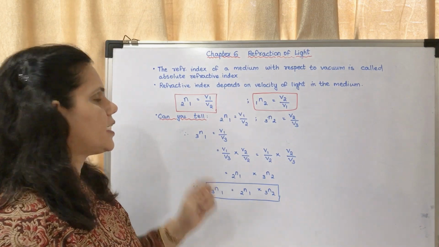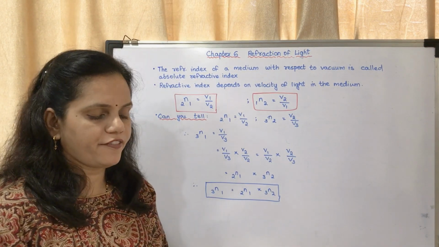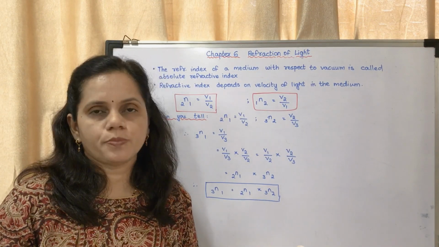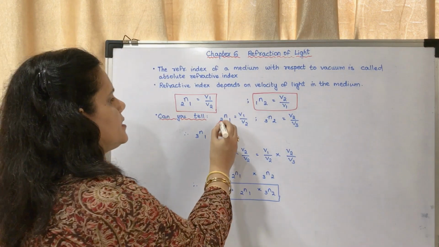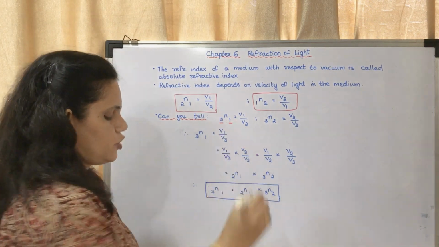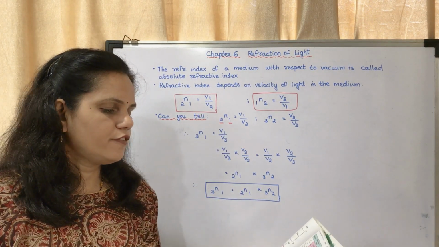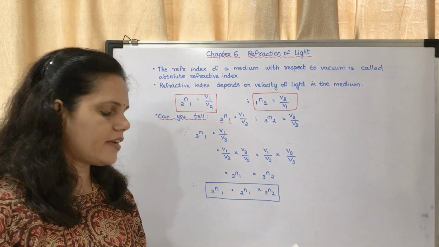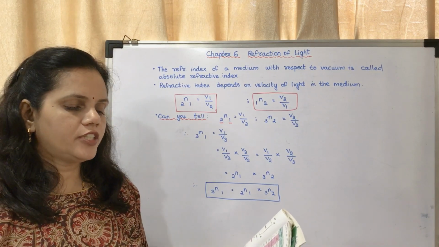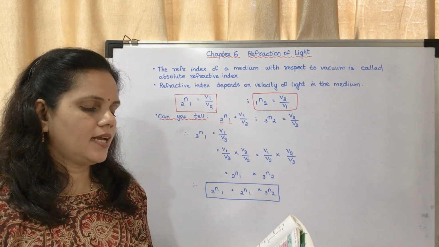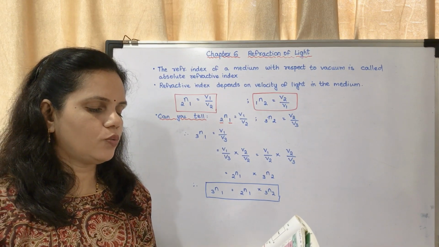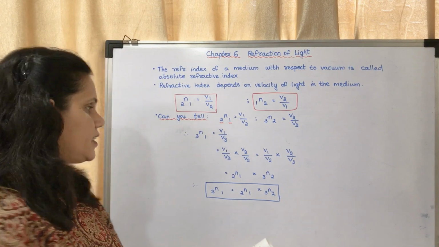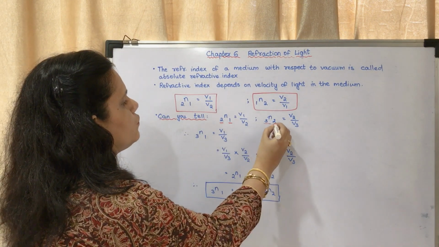Now there is a can you tell question on page number 75. Refractive index of second medium with respect to first medium is V1 upon V2. Okay, you know the equation. If the refractive index of second medium with respect to first medium is refractive index 2, 1, and that of third medium with respect to second medium is refractive index 3, 2, then find the refractive index of third medium with respect to first medium.